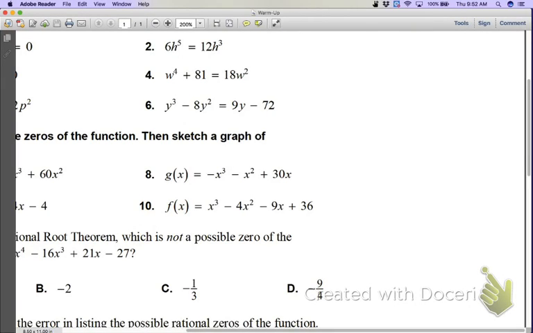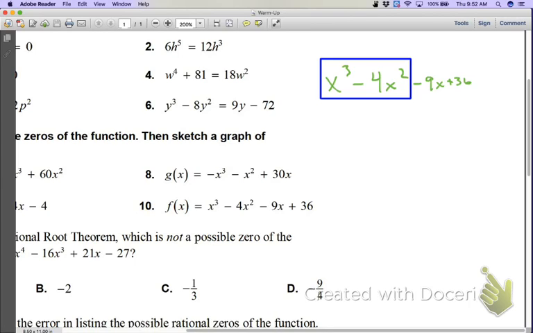All right, so on number 10, we have x to the third minus 4x squared minus 9x and then plus 36. So it has four terms. First thing we want to look at is doing it by grouping, which we can.